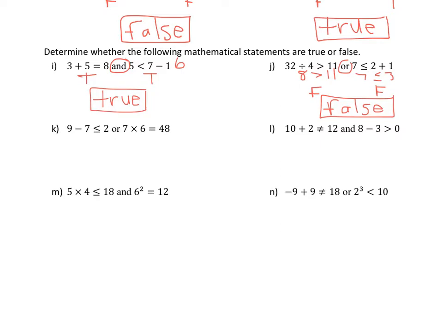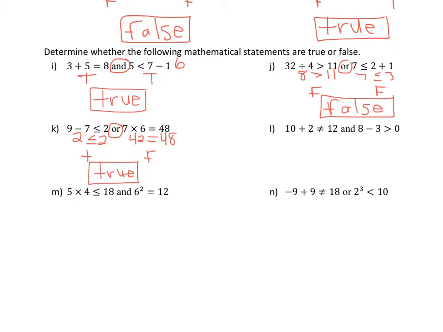Letter K. 9 minus 7 is less than or equal to 2. 9 minus 7 is 2. Is 2 less than or equal to 2? Yes, that's true. 7 times 6 equals 48. 7 times 6 is 42. 42 equals 48 is a false statement. And we have the word "or." So either 9 minus 7 is less than or equal to 2, or 7 times 6 equals 48. Since one of them is true, this is also true.